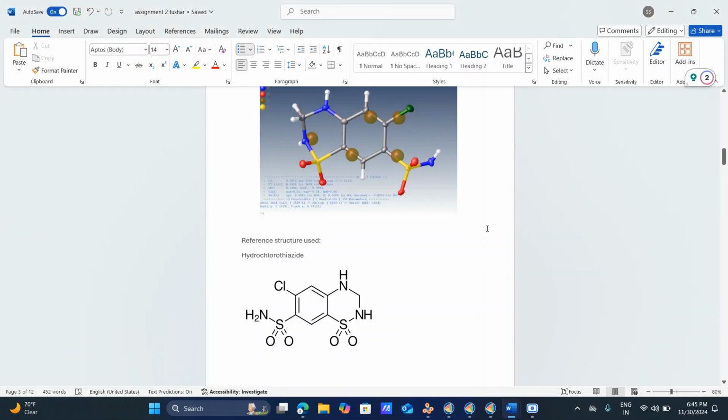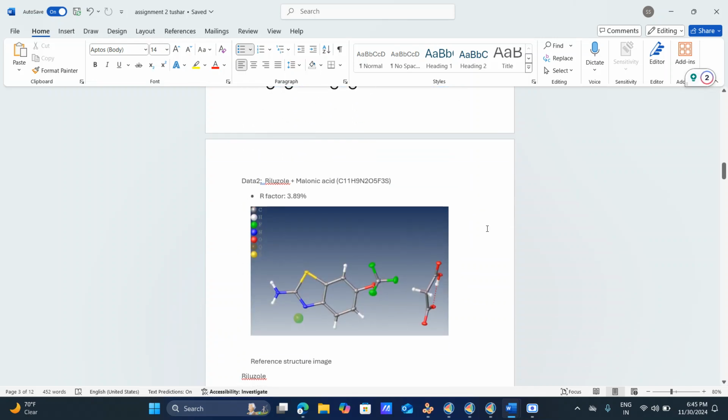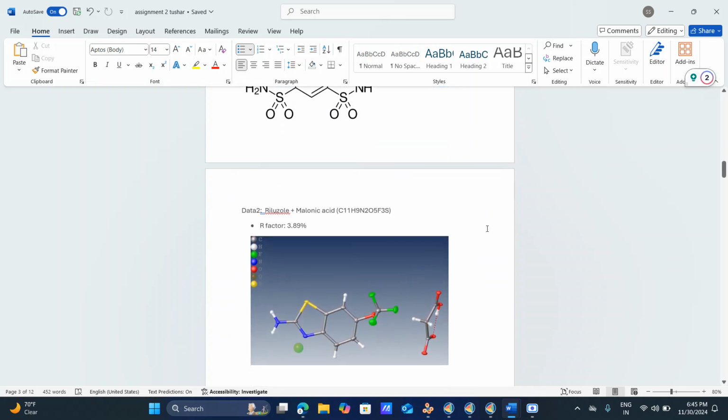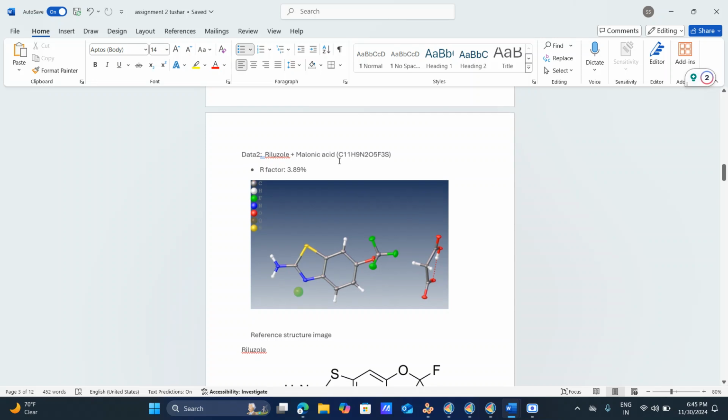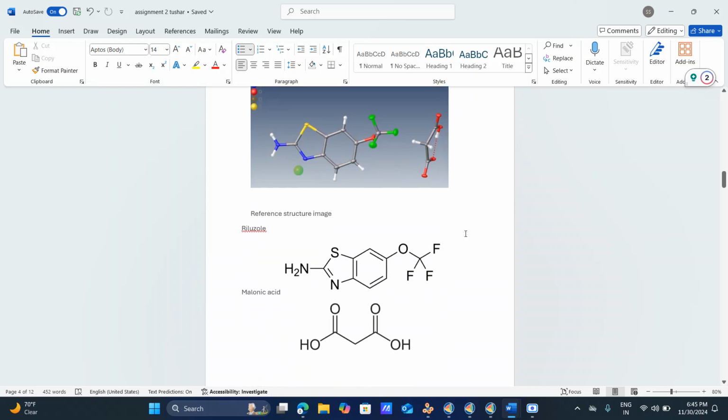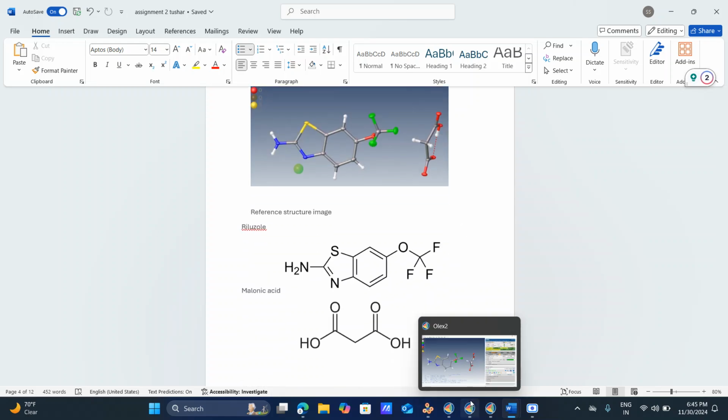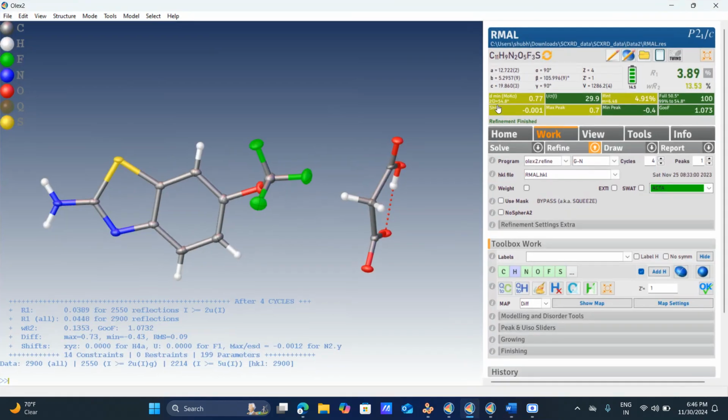So, the second part will be regarding the data 2, which is for the riluzole along with the malonic acid, with the compound formula of C11H9N2O5F3S. So here for this we have the reference images. I will just go through it. Let me just show you the data. So it is here. It is riluzole and the malonic acid.